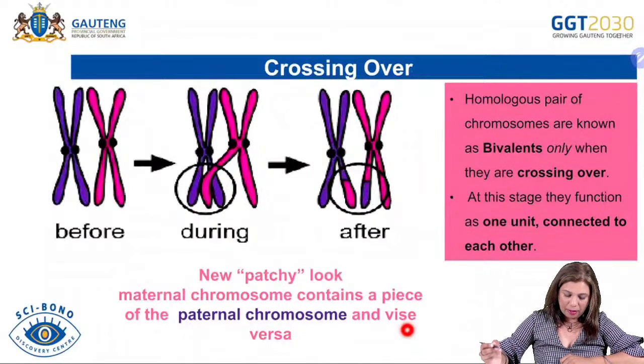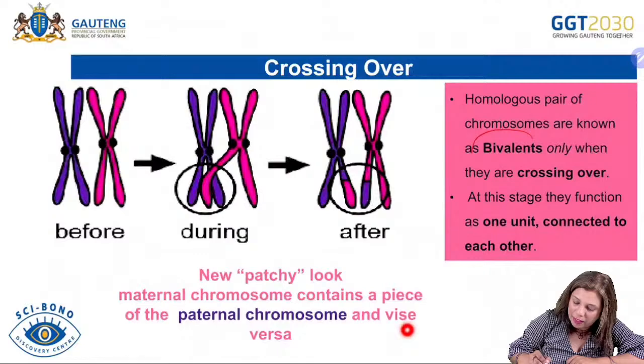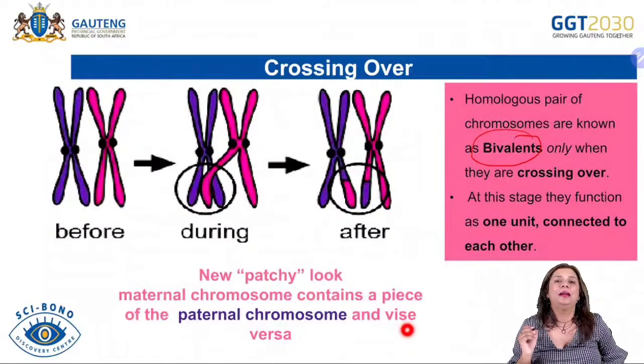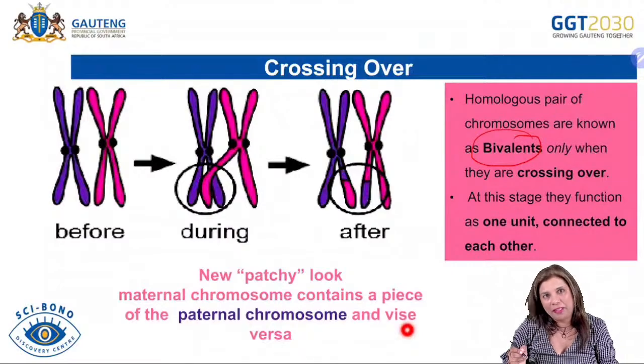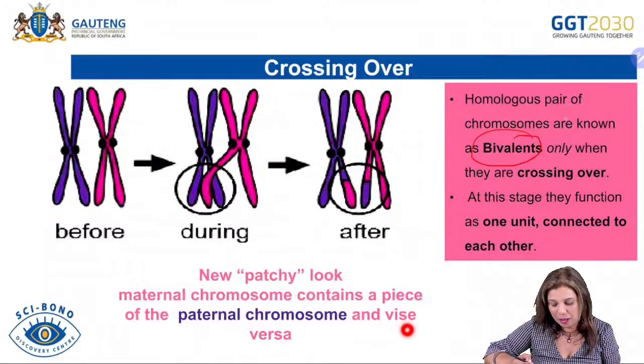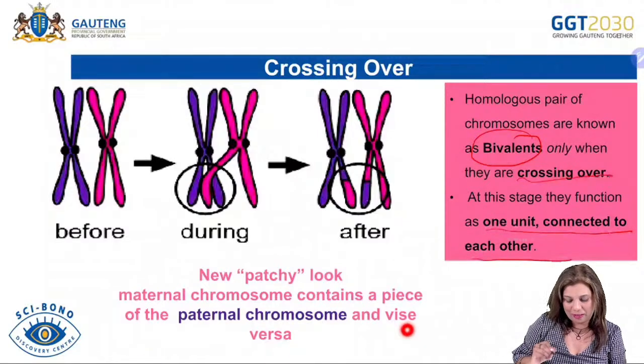So let us read what we said here on the side. A homologous pair of chromosomes are known as bivalents. Now, bivalent is a term that you should know. Why? Because they will refer to it in the paper. Then you're going to think, what are they talking about? They are a homologous pair of chromosomes which are known as bivalents only when they are crossing over. At this stage, they function as one unit and they are connected to each other.